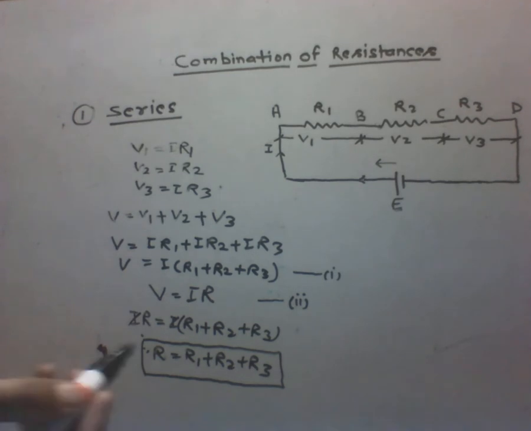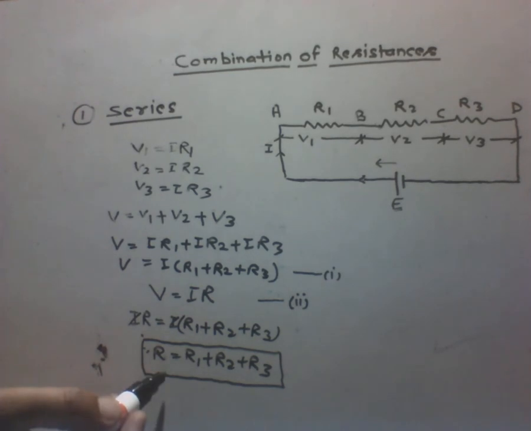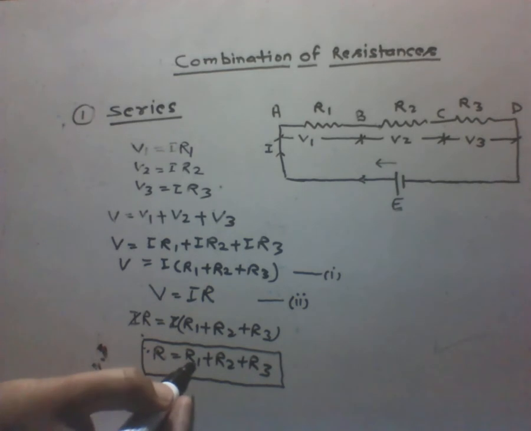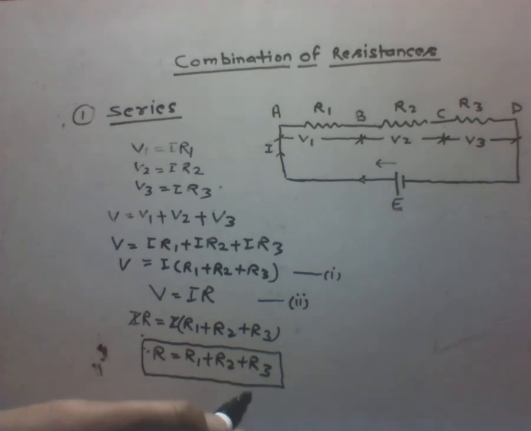In this, the equivalent resistance is equal to the sum of the individual resistances that are connected in series. The thing we must remember in the case of series is that the current remains the same.